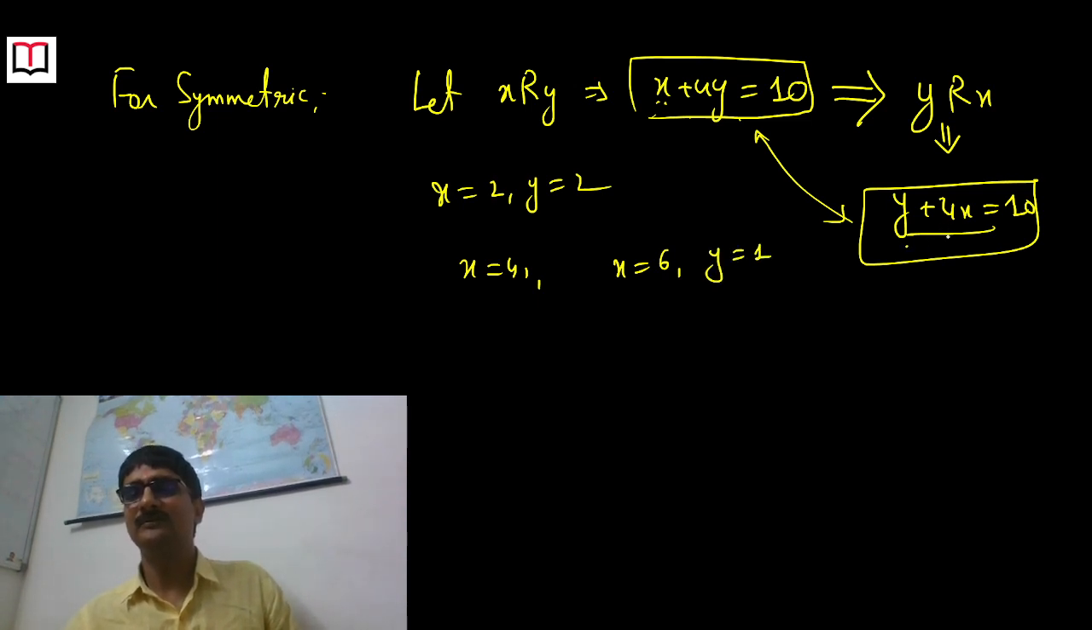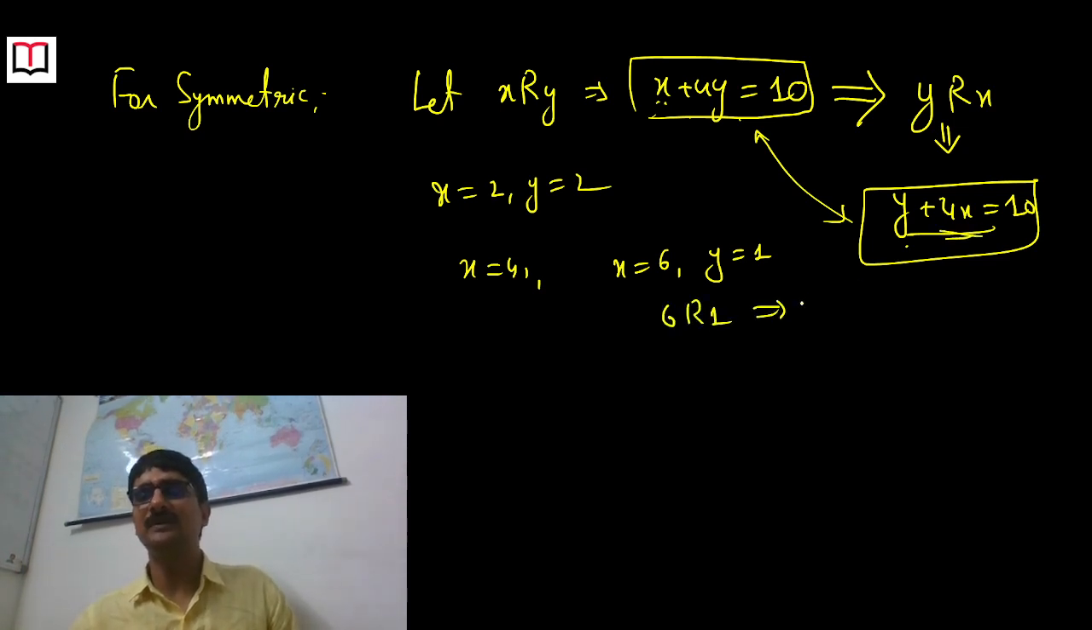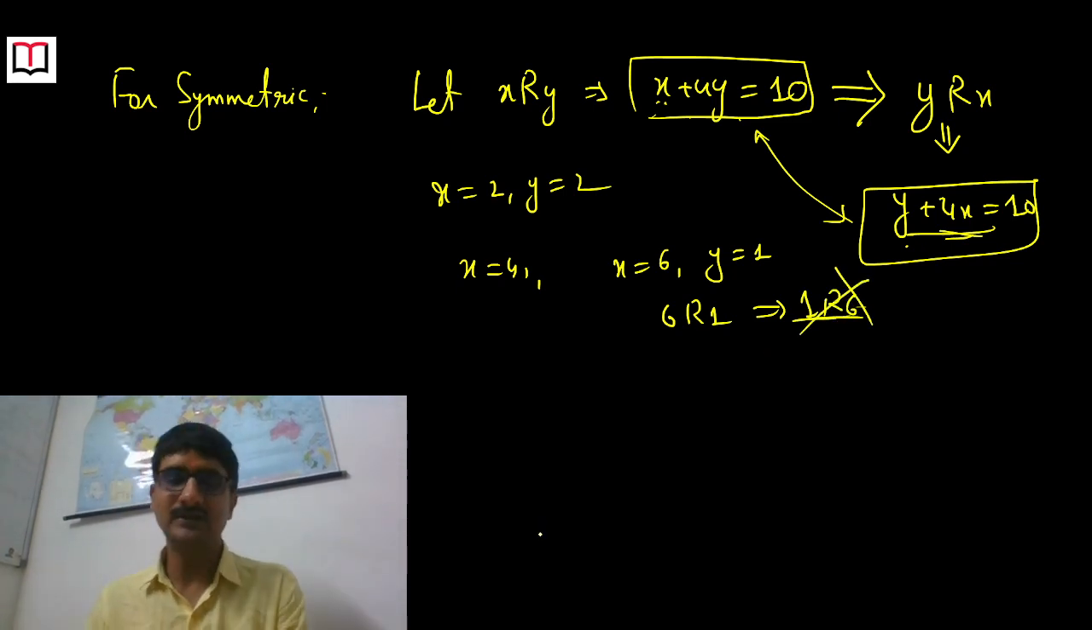So 6, no, that doesn't get. So 6 related to 1 doesn't imply 1 related to 6. Okay, so that's it. So that's not symmetric. And then similarly, you will do for transitive.